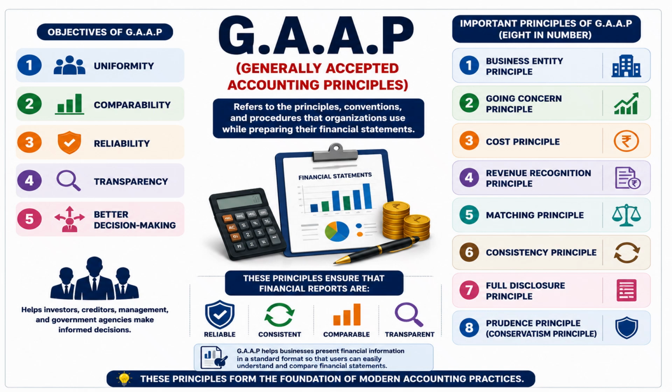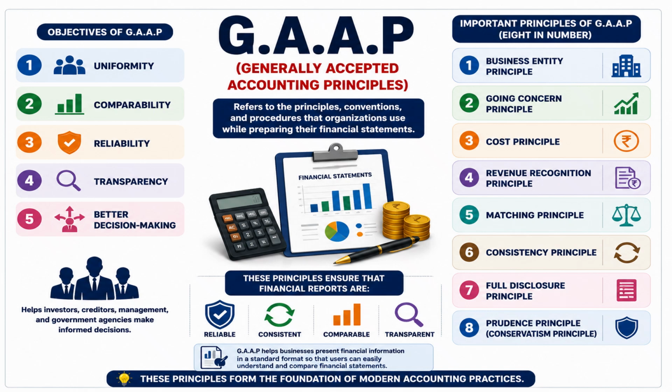Example: if a customer is unlikely to pay a debt of 10,000 rupees, a provision for doubtful debts should be created. However, expected future profits should not be recorded in advance. These principles form the foundation of modern accounting practices.